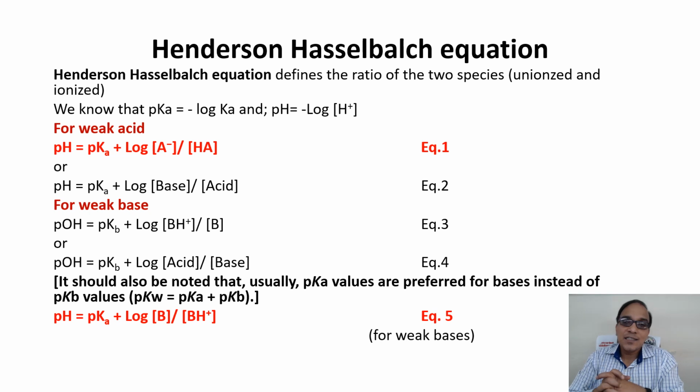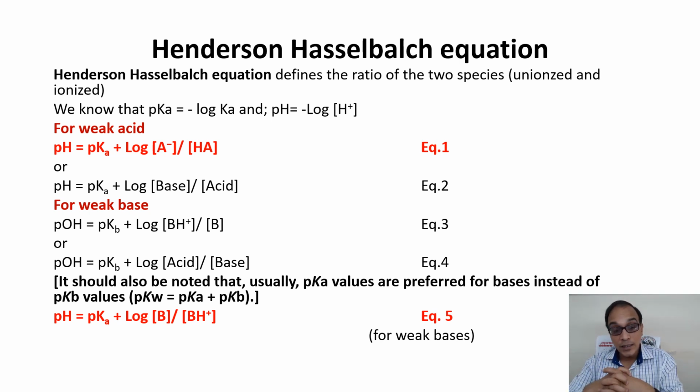Then the Henderson-Hasselbalch equation, you have heard it, you have read it. I'm just reminding you of it, not going into detail. It defines the ratio of the two species, unionized and ionized. So we know that pK is the negative logarithm of the acid dissociation constant, and pH is the negative logarithm of the hydrogen ion concentration. For a weak acid, pH is equal to pK plus log A minus upon HA, and for weak bases, you can see equation 3.